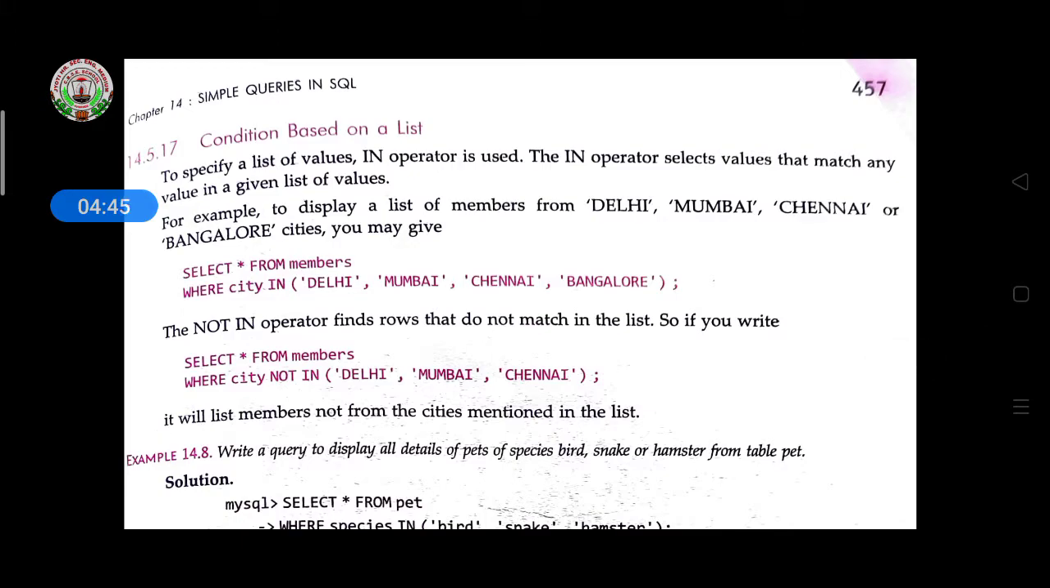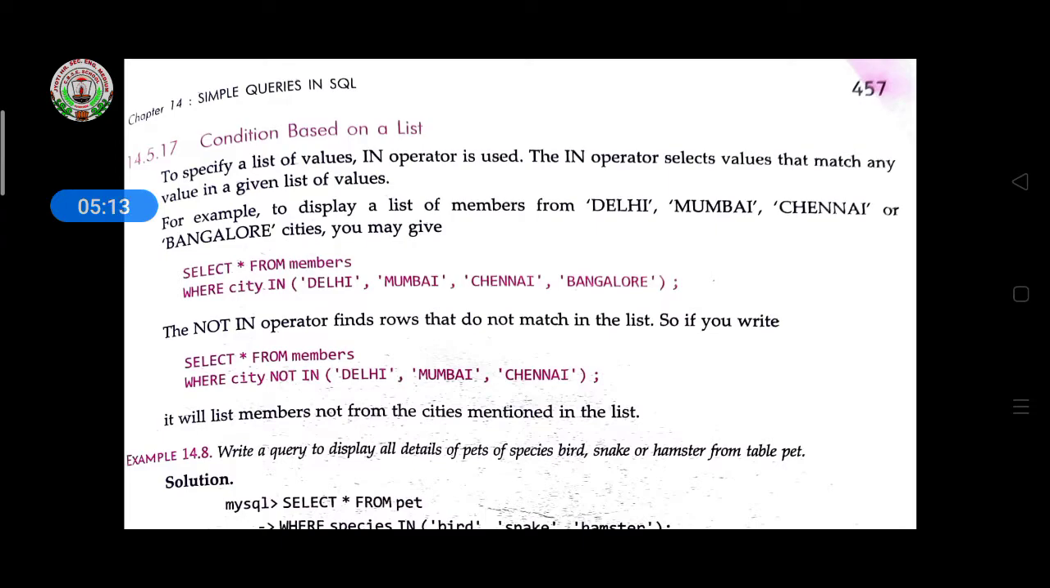Then conditions based on a list. To specify a list of values, the IN operator is used. The IN operator selects values that match any value in a given list of values. For example, to display a list of members from Delhi, Mumbai, Chennai or Bangalore cities, you give the city names as the condition: select asterisk from members, the table name, where city in Delhi, Mumbai, Chennai, Bangalore.